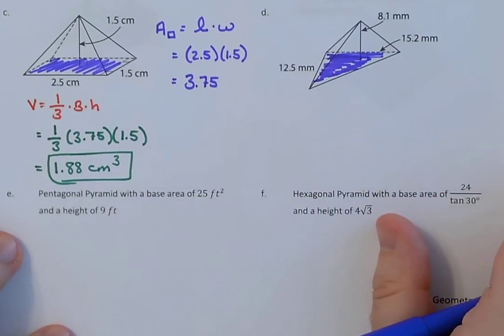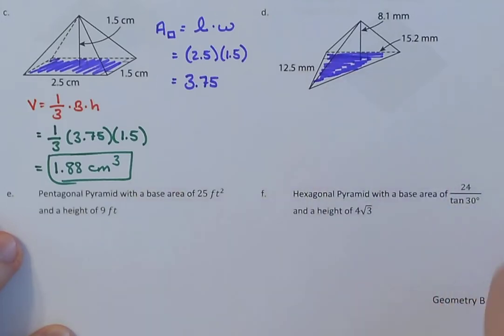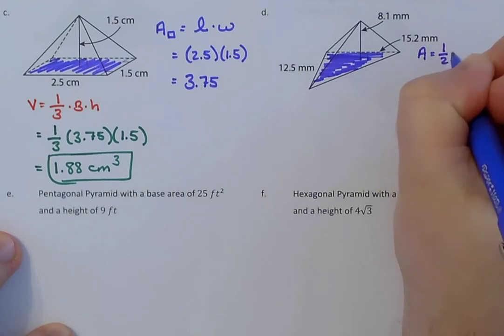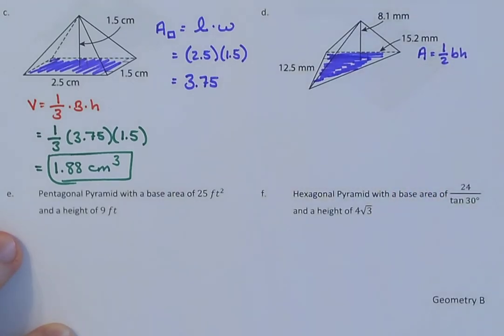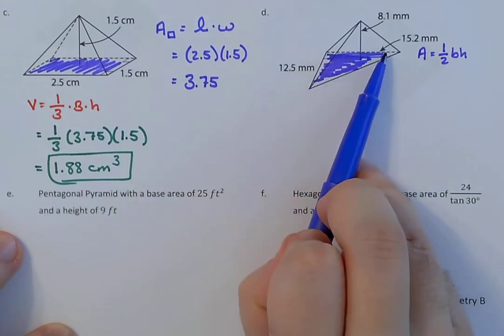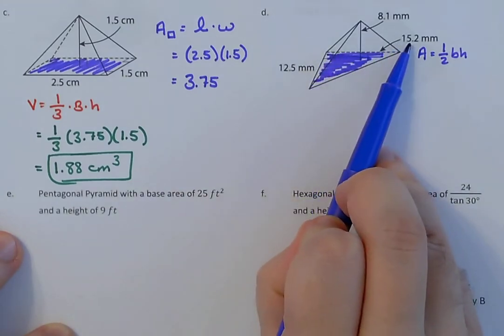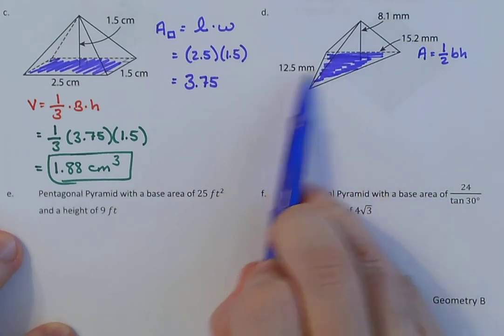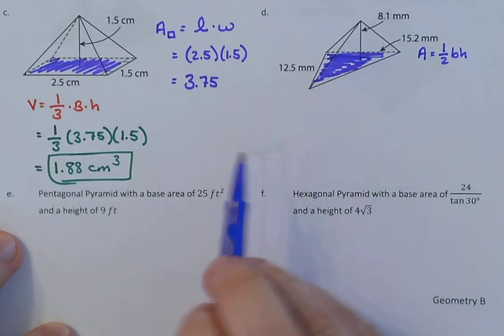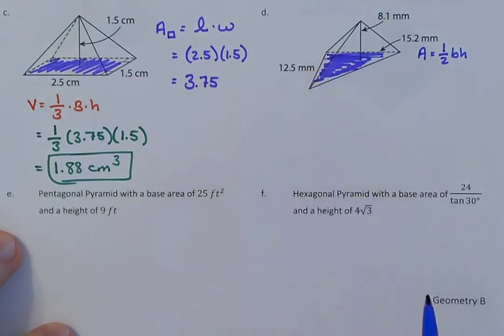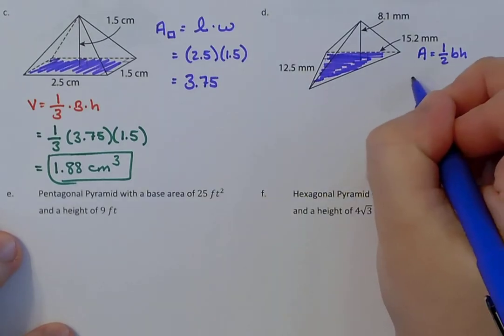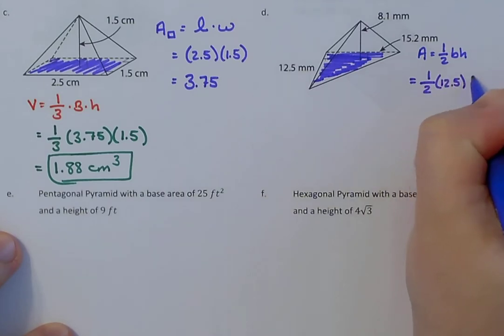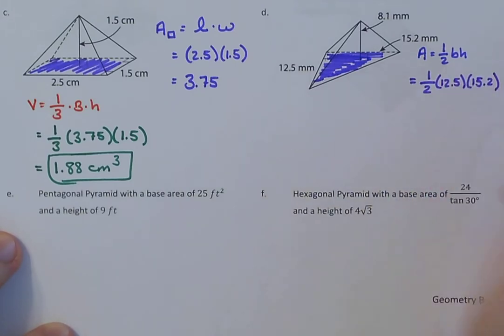So, first step is to find the area of the triangle. Remember, area of a triangle is 1/2 base times height. The base of this triangle is right here, which is 15.2, and the height of the triangle is 12.5. Base and height can be interchangeable for this because it's a right triangle in that corner. So 1/2 times 12.5 times 15.2.